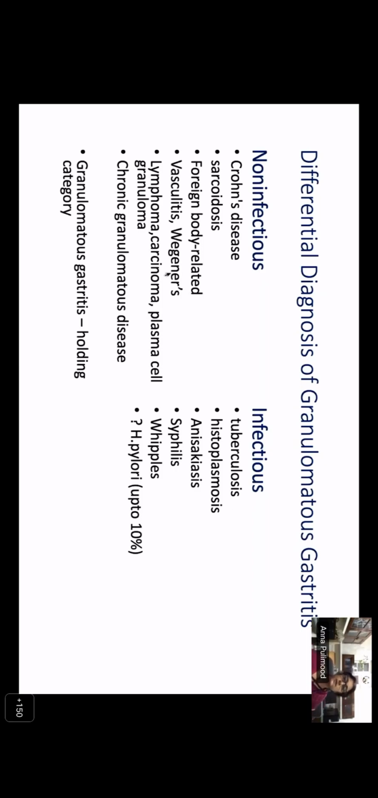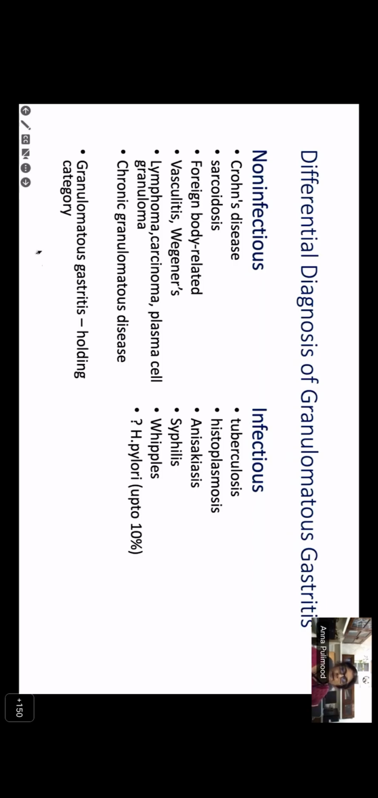Among non-infectious causes, Crohn's disease, and now sarcoidosis is becoming more common. Sarcoidosis, foreign body granulomas in the gastric mucosa because of any food that goes in through an ulcer, or vasculitis, and all these other conditions. Have you heard of chronic granulomatous disease? This is a congenital immune deficiency disorder that also can be associated with granulomas.